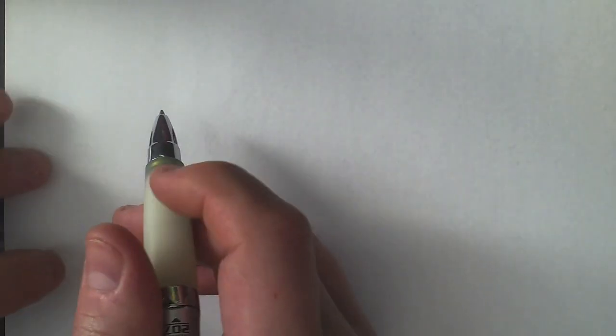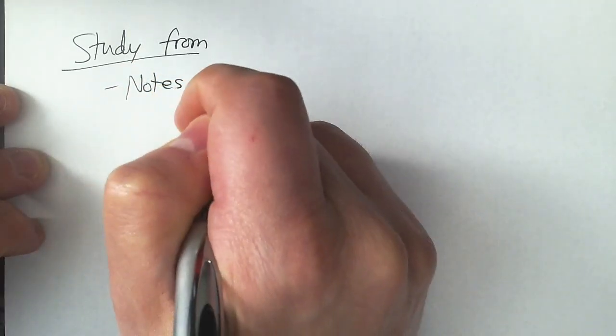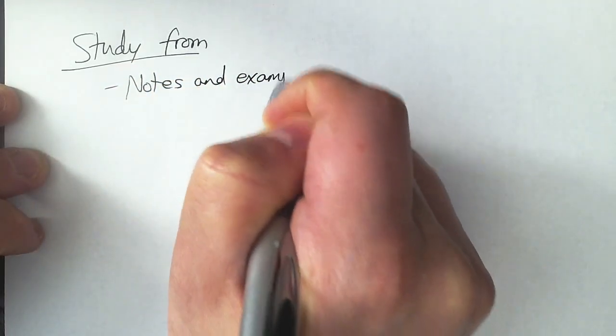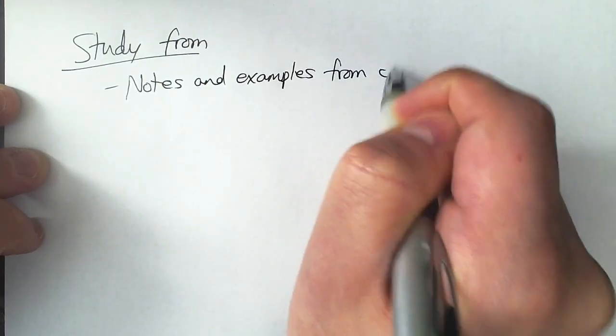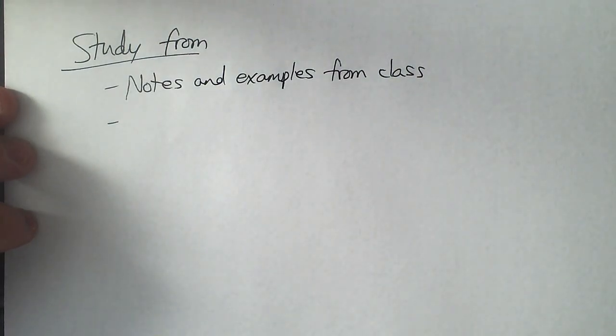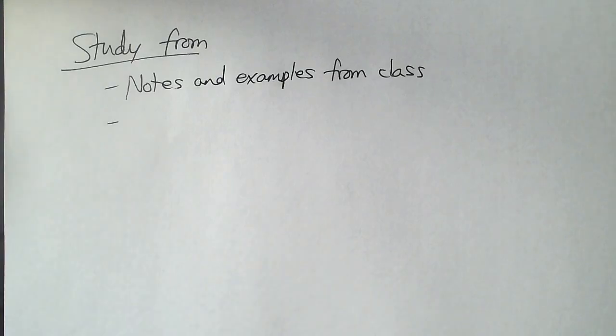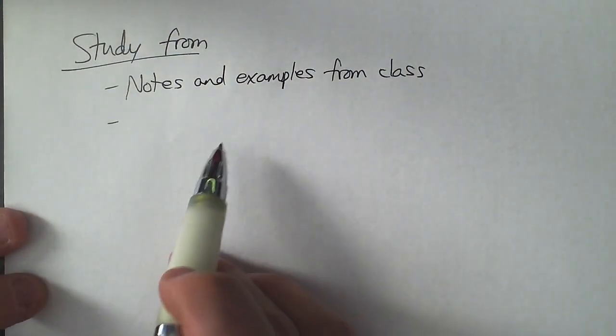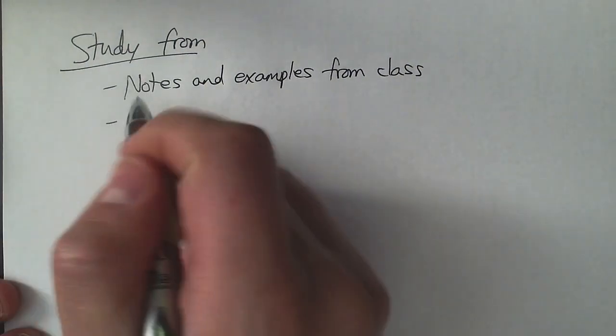So what I want to leave you with is some general advice, some things that you should be studying from. One is your notes and examples from class. The idea is you've been taking good notes all semester, so now's the time to use them. You could use your notes or the schedule as a checklist and go through each section and say, do I know how to answer the types of problems from this section? And what about this section, right? Try to identify if you have any weaknesses and focus in on them, study them.